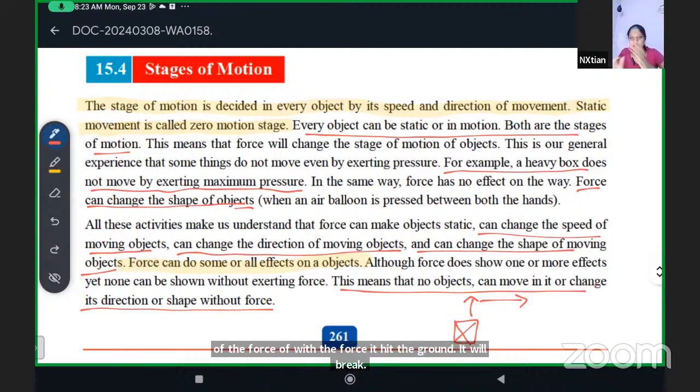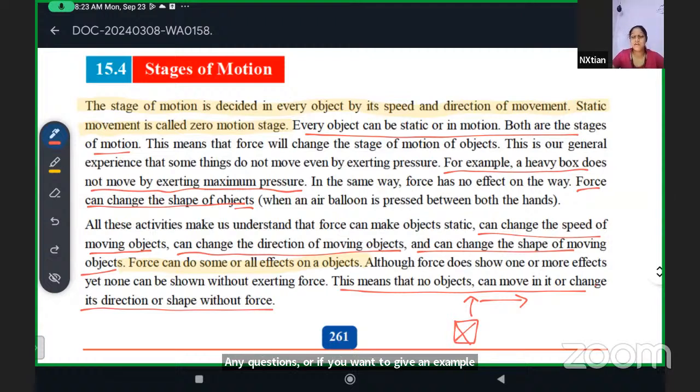Okay, this part is clear, everyone. The force on an object, its effects. Any questions? Or if you want to give an example of the same, you can give.